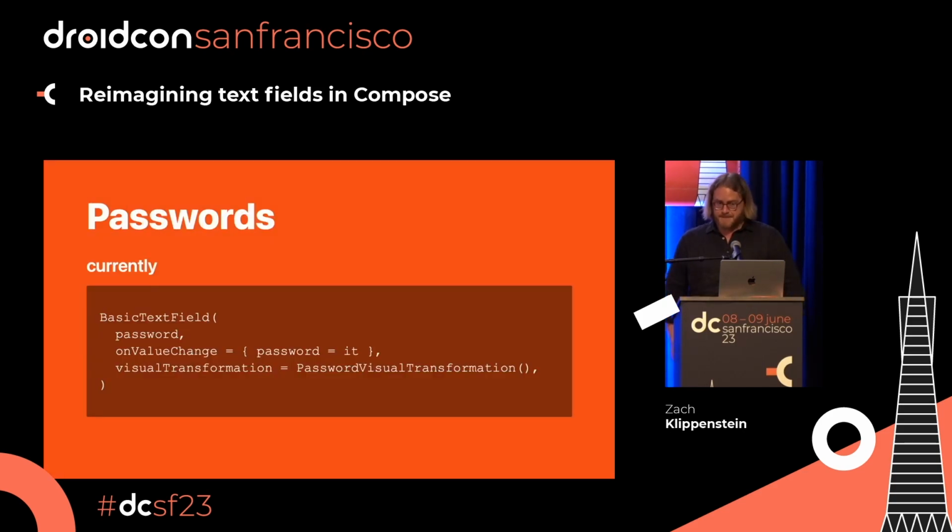So let's talk about passwords. Today, if you want to make a password field in Compose, you use the same basic text composable or text field composable, and you pass in a visual transformation. And we give you a special visual transformation called password visual transformation. And this replaces all of the characters with some sort of obfuscation character. I think it's a dot by default. And that's kind of it.